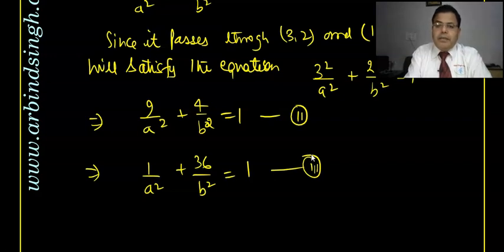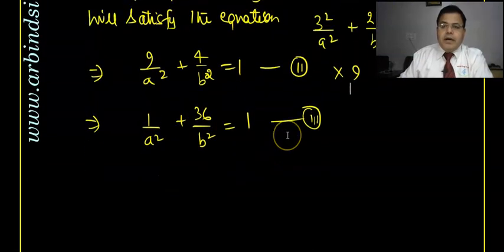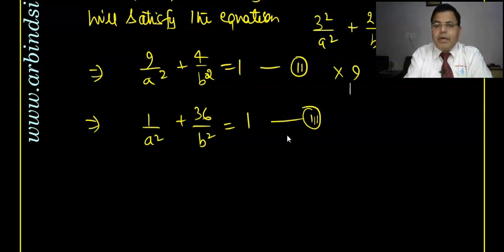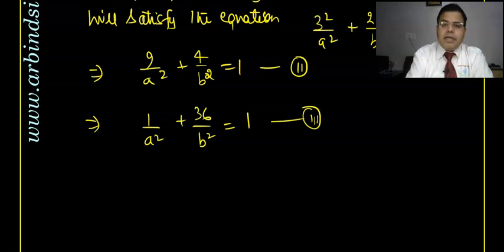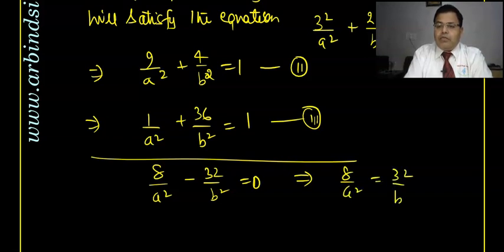So, we can multiply equation 2 by 9, so this will be 36 by 36. Or even you can subtract them. If you subtract them, then 1, 1 cancel, and it will be 8 by a square minus 32 by b square is equal to 0. So that will be 8 by a square is equal to 32 by b square. 8 fours are 32. That is b square is equal to 4 a square.